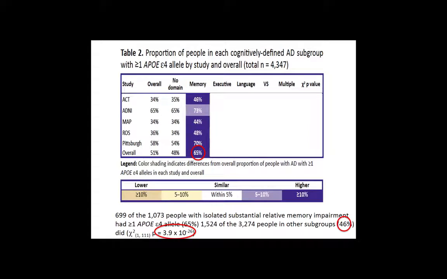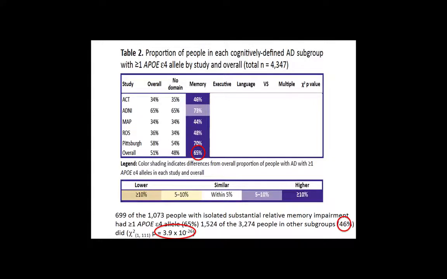So I told you that in ACT we found that the proportion of people with E4 was higher than everybody else. And here we have consistent replication across 5 studies. This dark purple color is at least a 10% difference from the overall average in that study. Here is my p-value of 10 to the negative 26, comparing the E4 positivity in the group with isolated substantial memory impairment to the other groups, where it's 46% across all these studies.